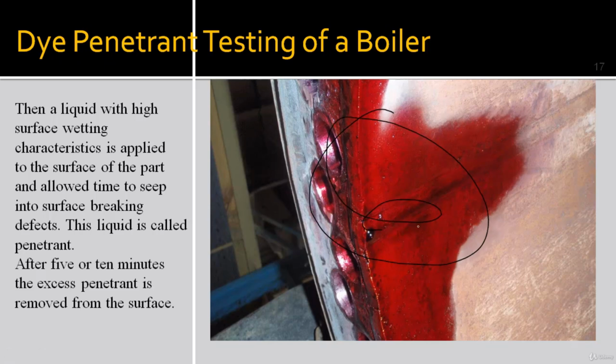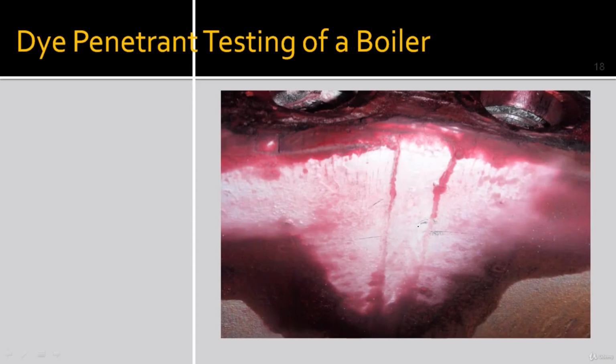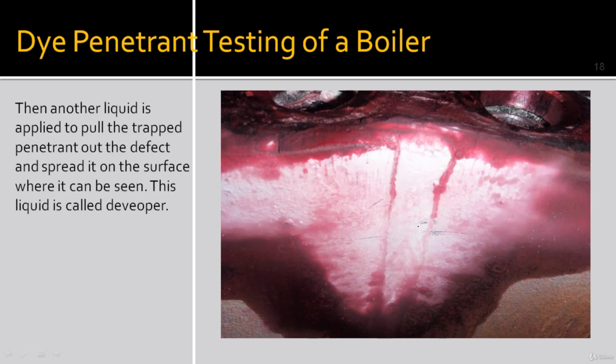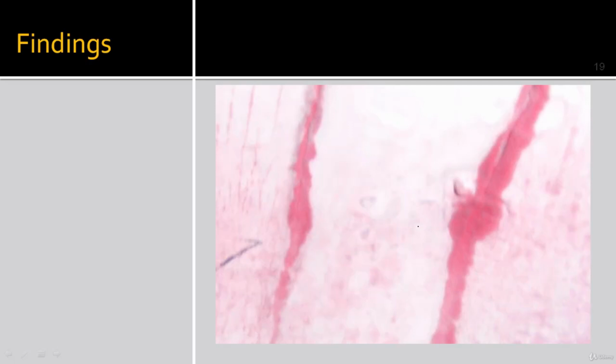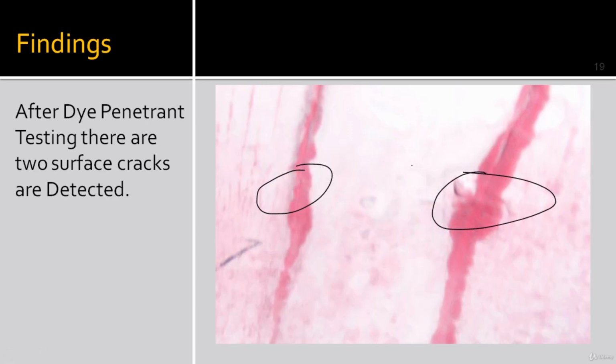After 5 to 10 minutes, the excess penetrant is removed from the surface. We will remove the excess penetrant after 5 or 10 minutes, and then another liquid is applied, that is a developer. After applying the developer, you will see some cracks there. There are 2 lines, so you are seeing 2 cracks. So after dye penetrant testing, 2 surface cracks are detected.